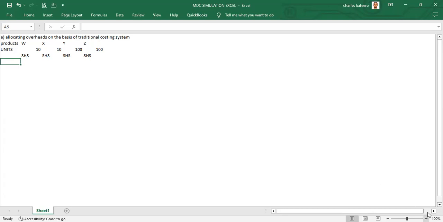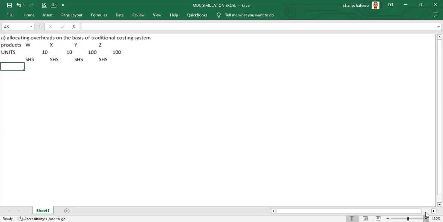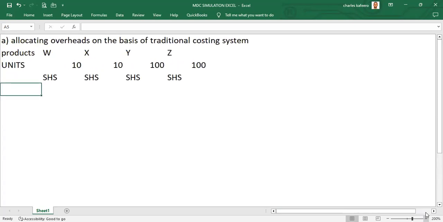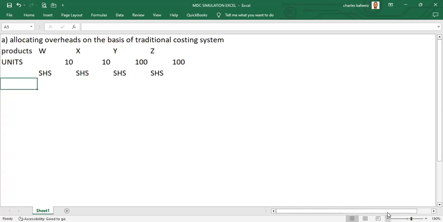Maybe I can try to zoom in a little bit so that we can see what we are doing. So we start with the costs. We said if we have the direct costs, we first of all have to start with those direct costs, because for them, we already have a basis for allocating them. We can easily trace them from the product.